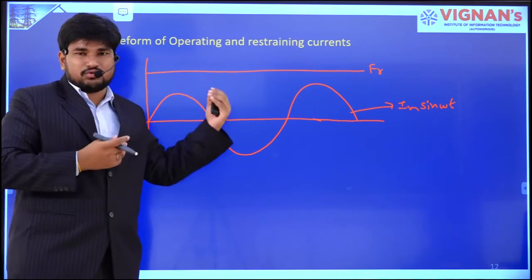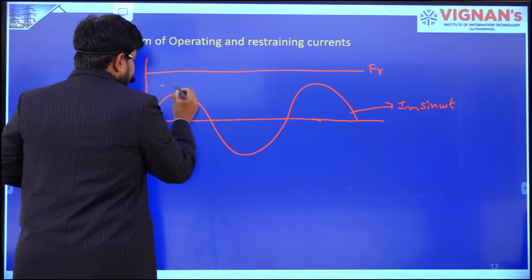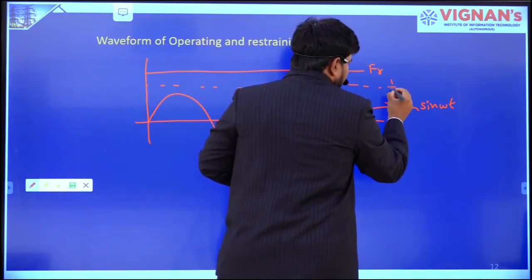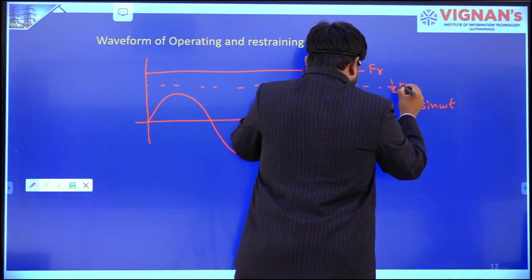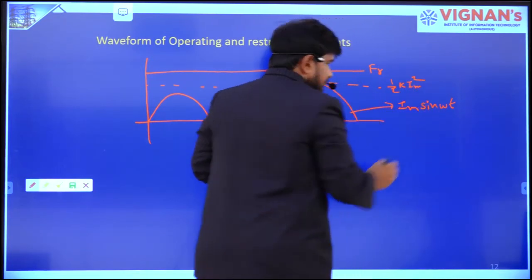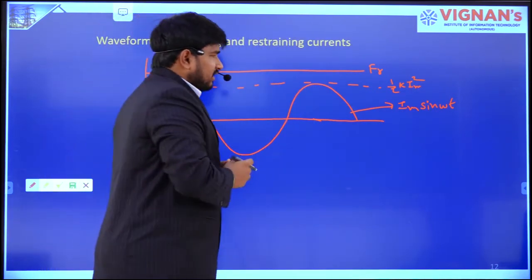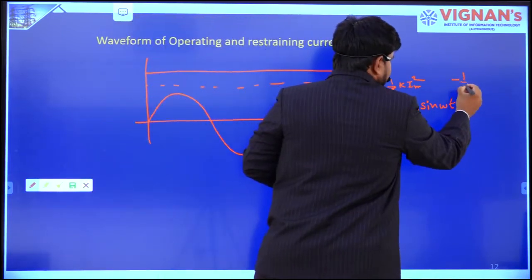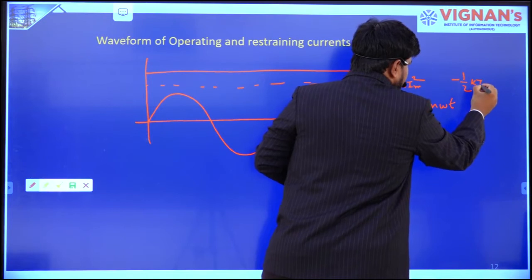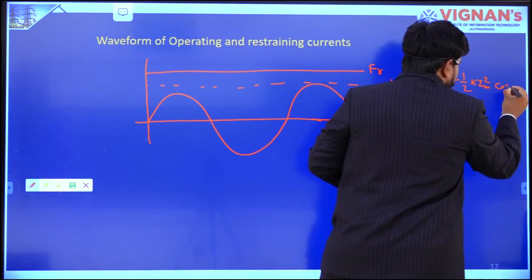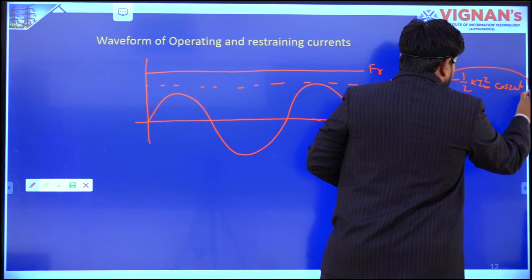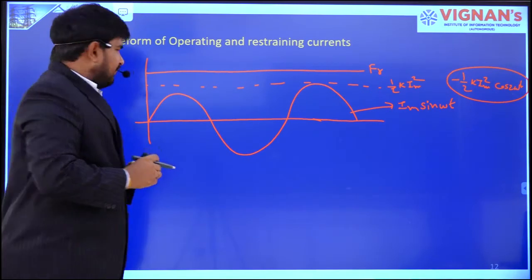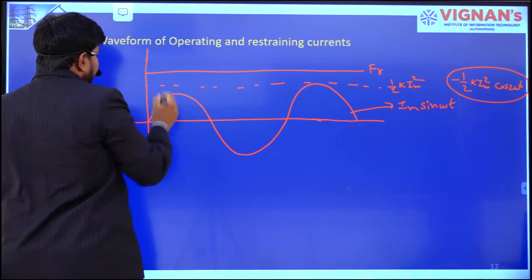So if we combine those two, for example, this is half into k times of Im square, and we need to subtract half k times of Im square cos 2 omega t from this constant. Now if you add like that, the waveform will be developed like this.